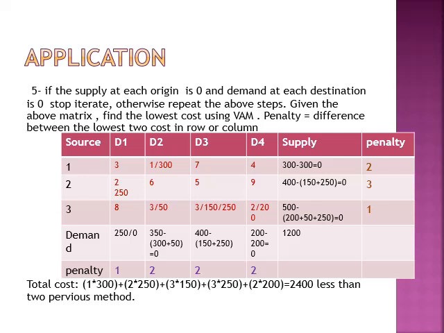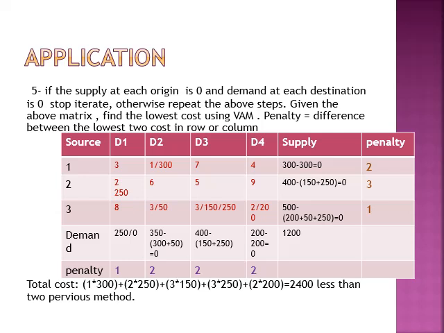Move to row number 2, where costs are 2, 6, 5, 9. The difference between the least two costs, 5 minus 2, is 3. The last row has 8, 3, 3, 2. The difference between the two least costs is 1: 3 minus 2 is 1.